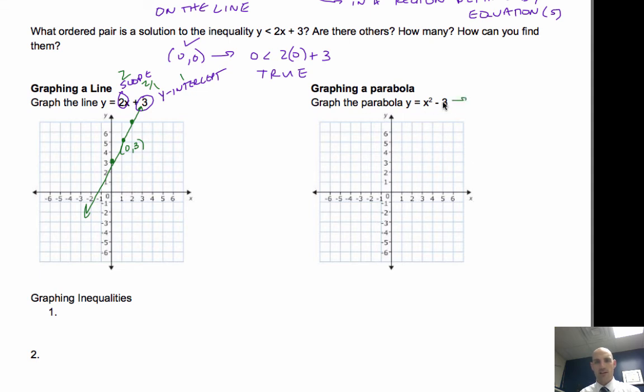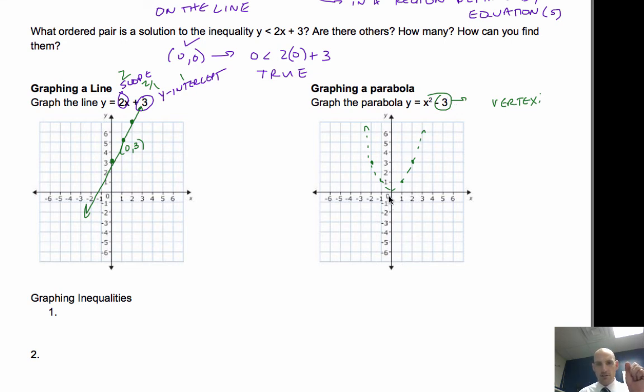Graph the parabola, y equals x squared minus 3. Well, the vertex is going to be, so this kind of tells me that it's a normal parabola, right? And a normal parabola goes through 1, 1, and then 2, 4. So a normal parabola just goes through those points, so 0, 0, 1, 1, because 1 squared is 1, and then 2 squared would be 4, and then 3 squared would be 9. So it's got to go through these points.